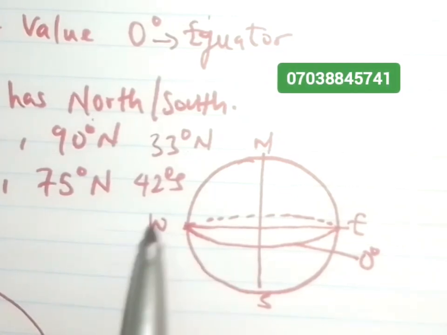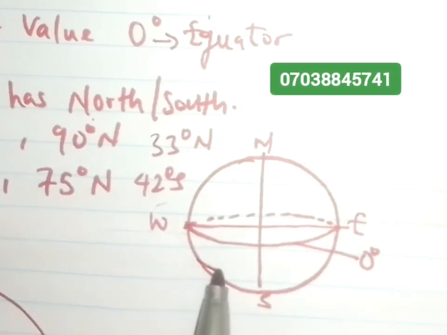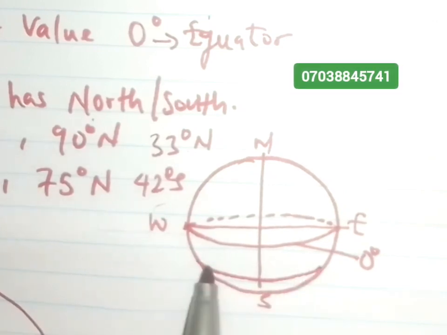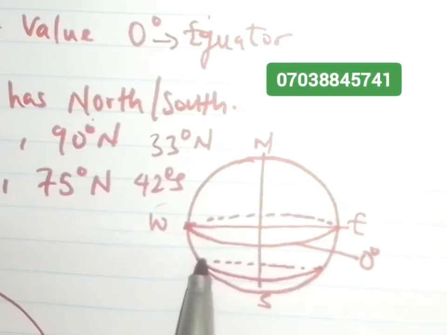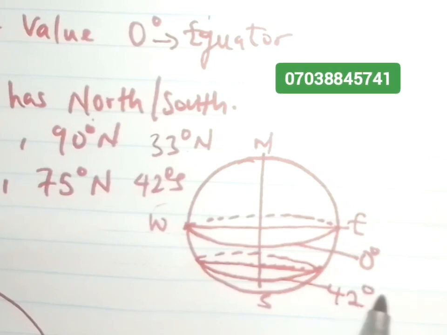So after this, you can look for 42 degrees south. South is at the bottom part. So 42 degrees south will just be down here like this. Just go like this here. Then you join here, then you dot the back. Then you label the angle 42 degrees south.